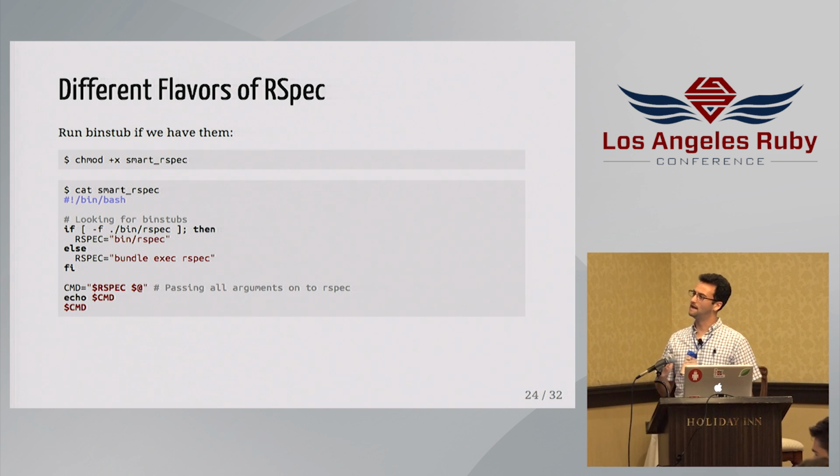And then there's a magic variable here called $@ near the bottom. That variable is any argument that was passed to this command. What we're doing here is accepting any argument and just passing it on to RSpec. So if you call it with a file or you call it with some options for documentation, whatever you have, just pass them on. I'm echoing the command so I know what we're running and then running the command. So now we have the first part. We're either running bin/rspec or bundle exec rspec.